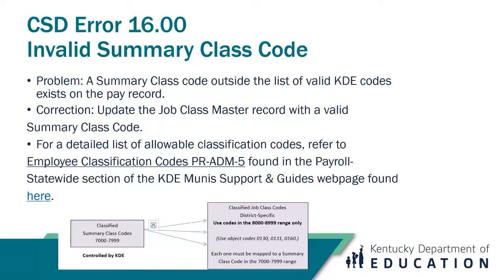So CSD Error 16, invalid summary class code. The problem here, a summary class code outside the list of valid KDE codes exists on a pay record. The correction, you want to update the job class master with a valid summary class code. And again, you have this grid here that you can follow to see which code you should use.